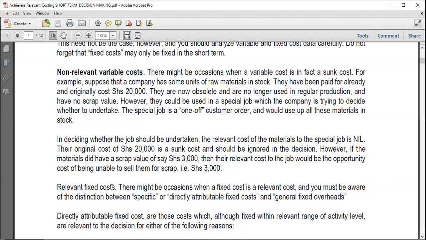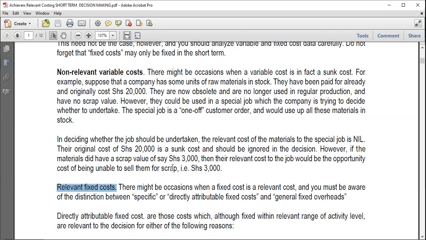And then, of course, we also have cases where fixed costs can also be relevant. Now, I'll give you an example. I said some salaries of some workers would be fixed, because even if you take on the order or you don't take on the order, you will still incur the same cost. Now, there are cases where some of the salaries will increase, maybe because you're going to give an overtime payment to certain staff for staying late to meet that order.